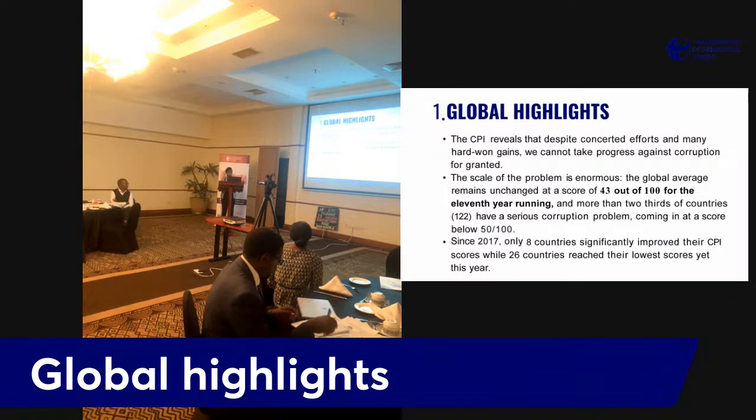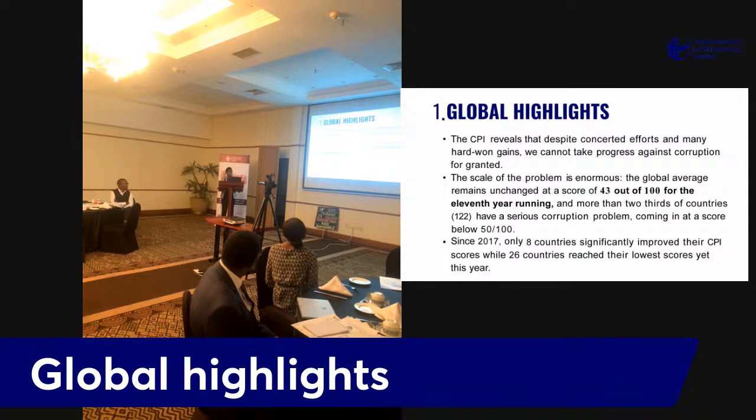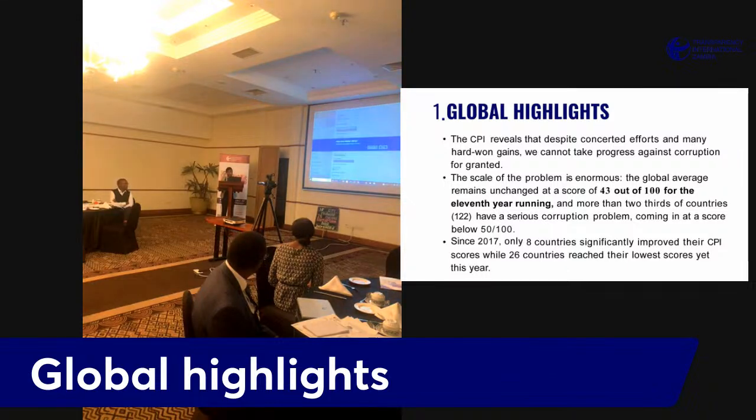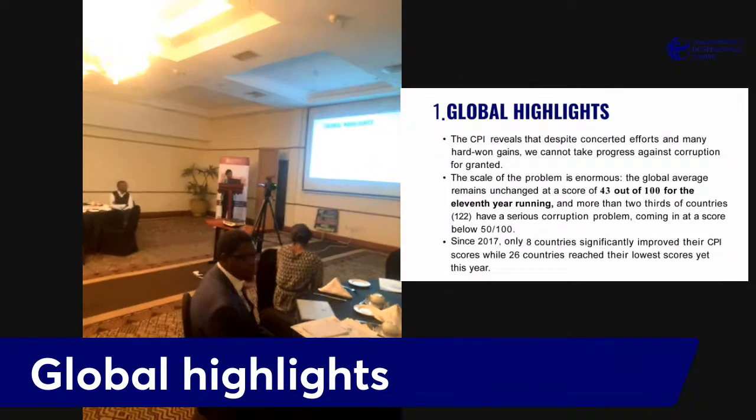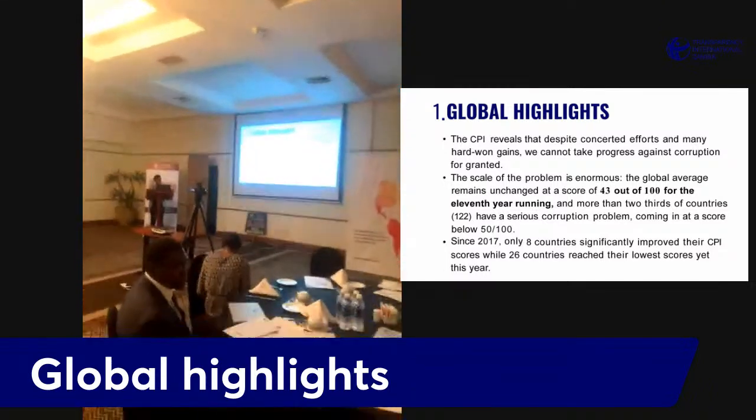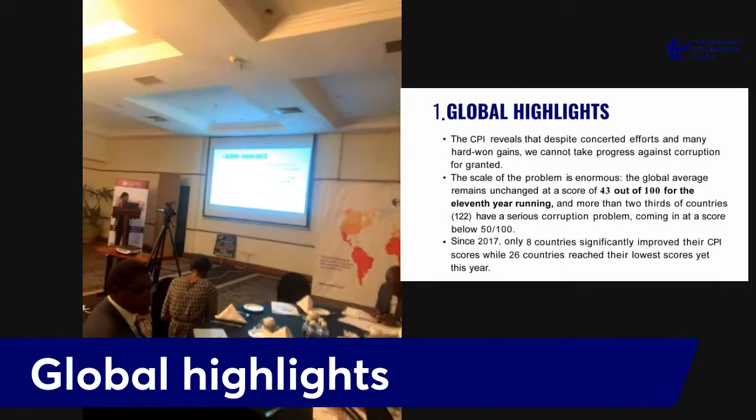As you know, the CPI scores on a range of 0 to 100, with 100 representing a high score and 0 being most corrupt. The 2022 global highlights also show that since 2017, only 8 countries out of 180 have significantly improved their CPI scores, while 26 countries on the global index have reached their lowest scores yet this year.